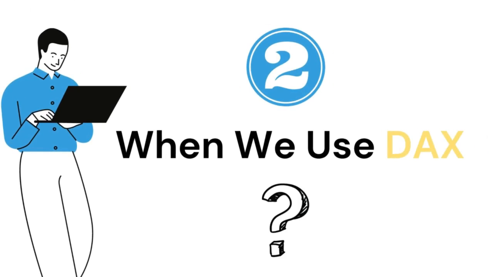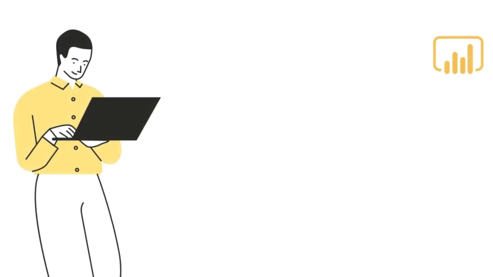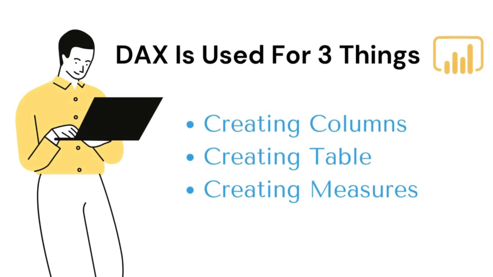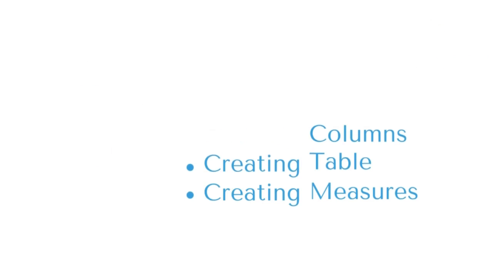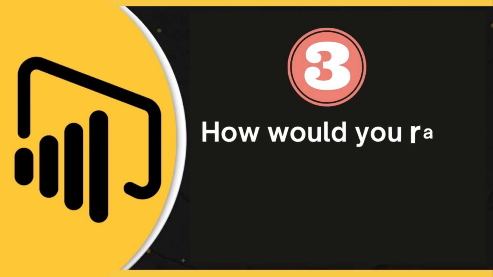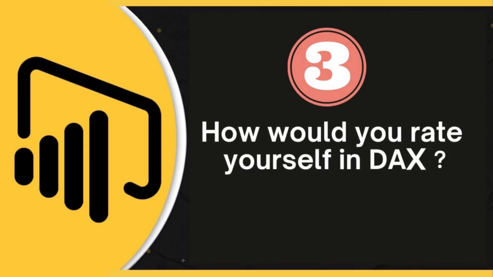So basically DAX is used for three things. First is for creating columns, second is for creating tables, and third is for creating measures in Power BI or Excel. Okay.